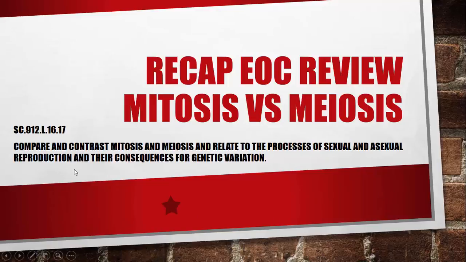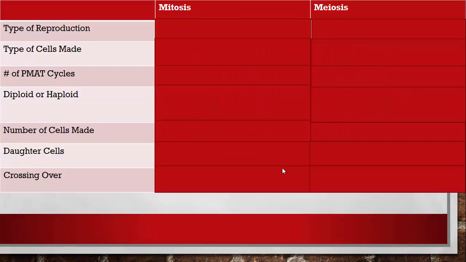So taking a look at this standard, it says compare and contrast mitosis and meiosis and relate to the processes of sexual and asexual reproduction and their consequences for genetic variation. So that's what we're going to do. We have a column for mitosis, we have a column for meiosis, and over here we're going to talk about the type of reproduction that's going to be done, the type of cells that it's going to make, how many times it goes through PMAT, which is prophase, metaphase, anaphase, telophase, whether it's going to make diploid or haploid cells, how many cells are going to be made at the end, what the daughter cells are going to be, and whether or not crossing over occurs.